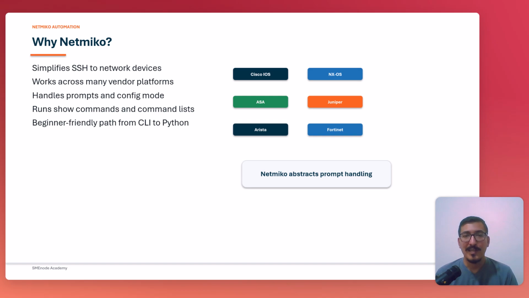Netmiko is useful because it handles the annoying parts of SSH sessions to network devices. Raw SSH has prompts, config mode, enable mode, paging, timing, and vendor differences. Netmiko wraps a lot of that so we can focus on device data and commands. It works with Cisco iOS, NX-OS, ASA, Juniper, Arista, Fortinet, and many other platforms. For this demo, we'll stay with Cisco iOS.